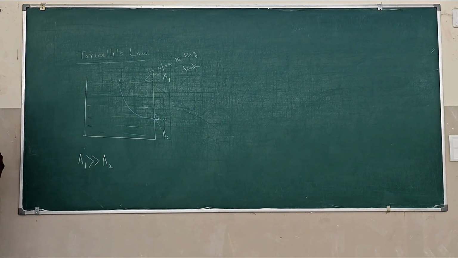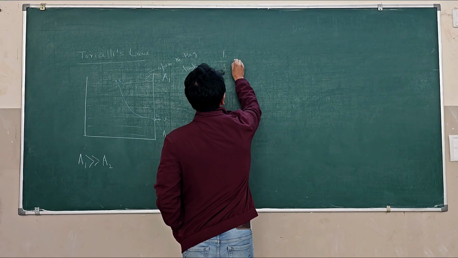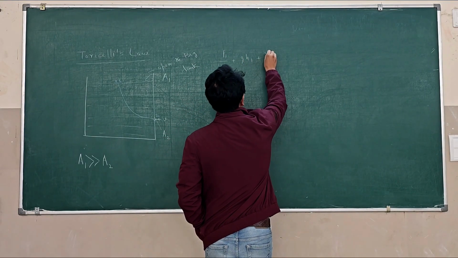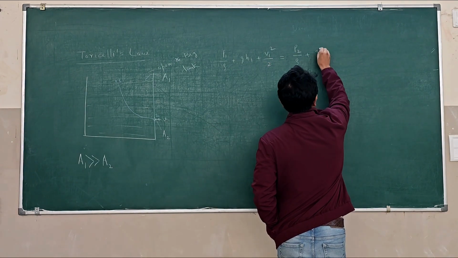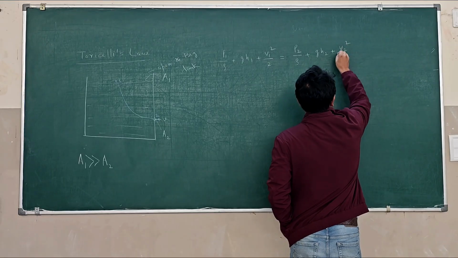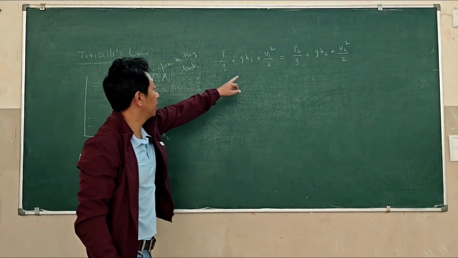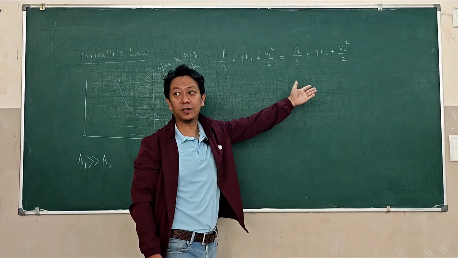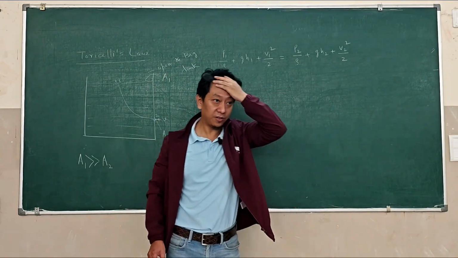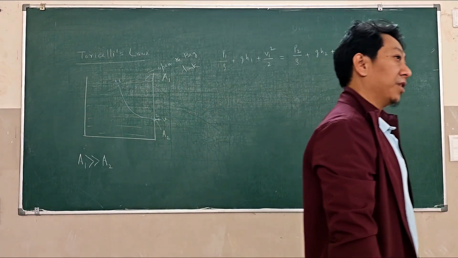Now, what is Bernoulli's principle? P1 by rho plus gh1 plus V1 square by 2 equals P2 by rho plus gh2 plus V2 square by 2. Pressure energy per unit mass, potential energy per unit mass, kinetic energy per unit mass. Just now I proved density is constant, g is constant, so don't write g1, g2, rho1, rho2. But height can change, velocity can change, pressure can change.